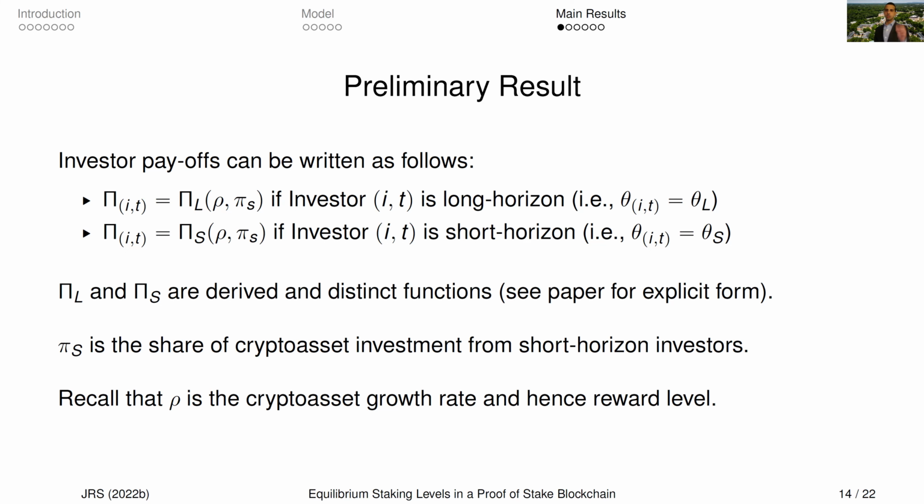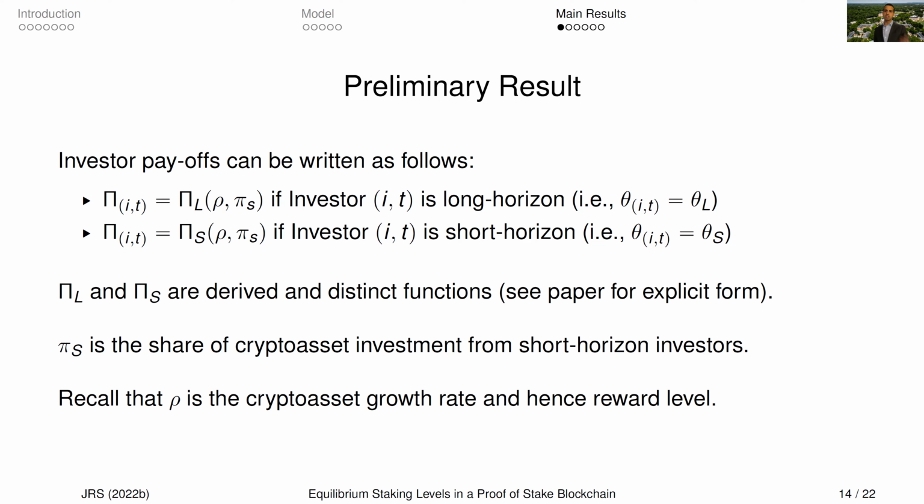But the other thing to really focus on is that these payoffs also depend on this thing we're calling Pos, which is the share of crypto asset investment from short horizon investors. So this gets back to what I was saying about the tax base being relevant. Rho again is like the tax rate, but Pos is sort of proxying for the tax base.